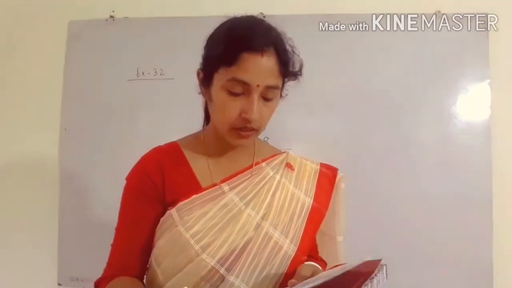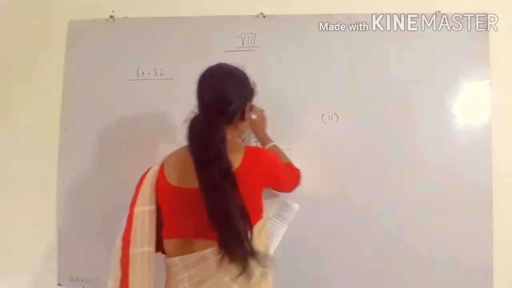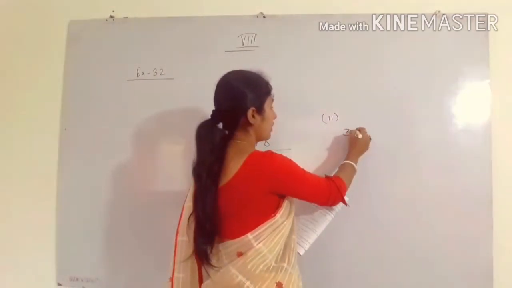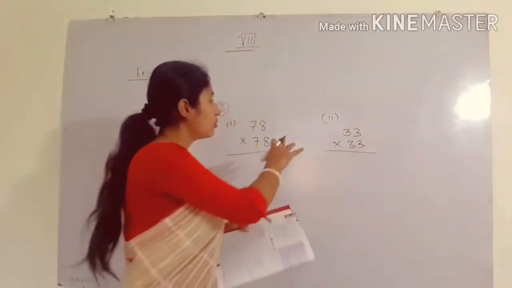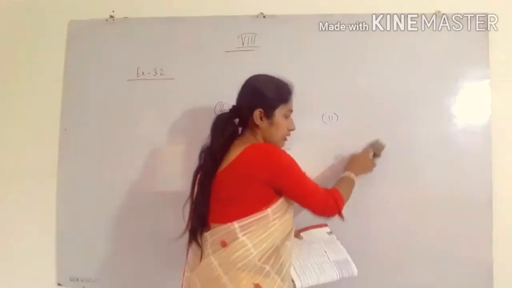So next, come to question number 2. In question number 2, this was one number and this is number 2. 33 square, that means 33 into 33. So like this, you don't have to write these things. Just write in the answer like this.